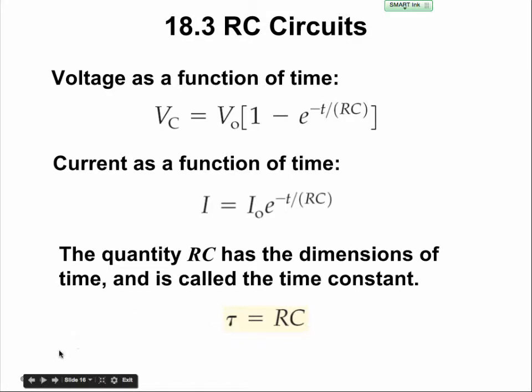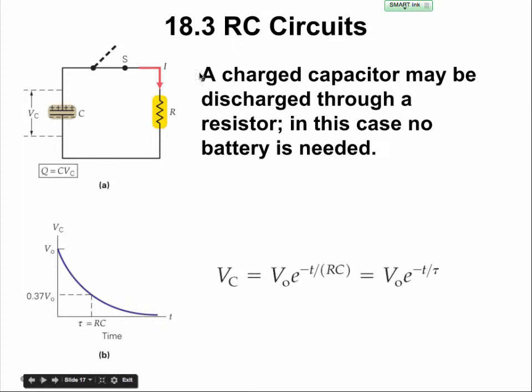So a charged capacitor may be discharged through a resistor, in which case no battery is needed. So a capacitor can kind of work like a battery, and a battery is kind of like a capacitor when you think about it. If the capacitor is charged, it can be discharged through a resistor, and if that's the case, you really don't need a battery, is what I'm trying to say.